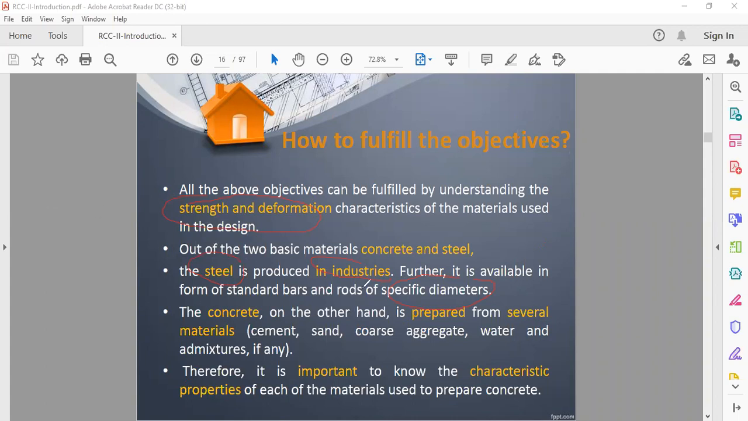While for the steel, there are certain industries from which you will get it, the concrete is prepared from several materials, as you know: cement, sand, coarse aggregate, water and admixtures. Usually you may have an industry related to concrete, or you can do it in situ as well. Therefore, the characteristic properties of the material should be well known.